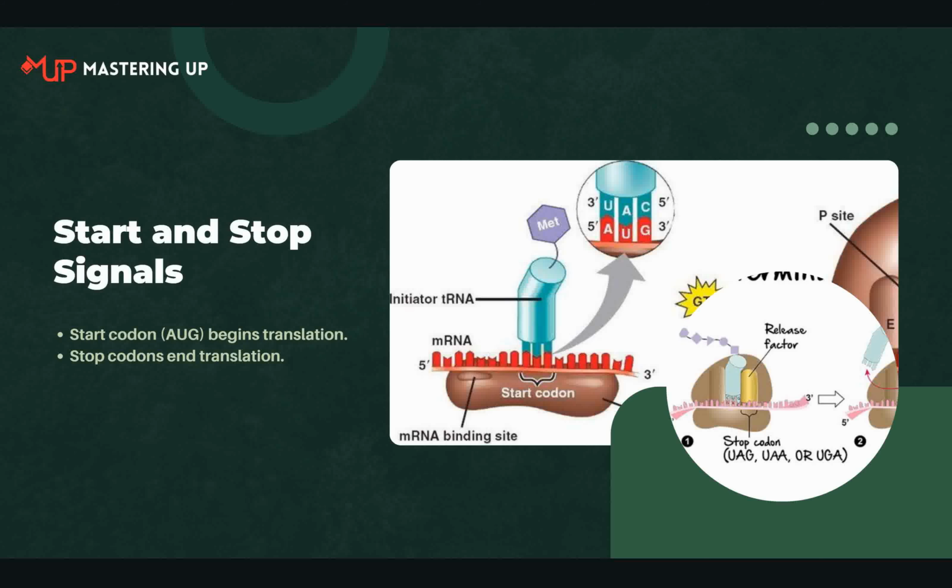And then the stop codons, which we have seen are UAA, UAG, and UGA, signal the end of translation. This ensures that the protein is made to the correct length and it is not extended further. So all of this is governed by the stop codons. So these are about the start and stop codons.